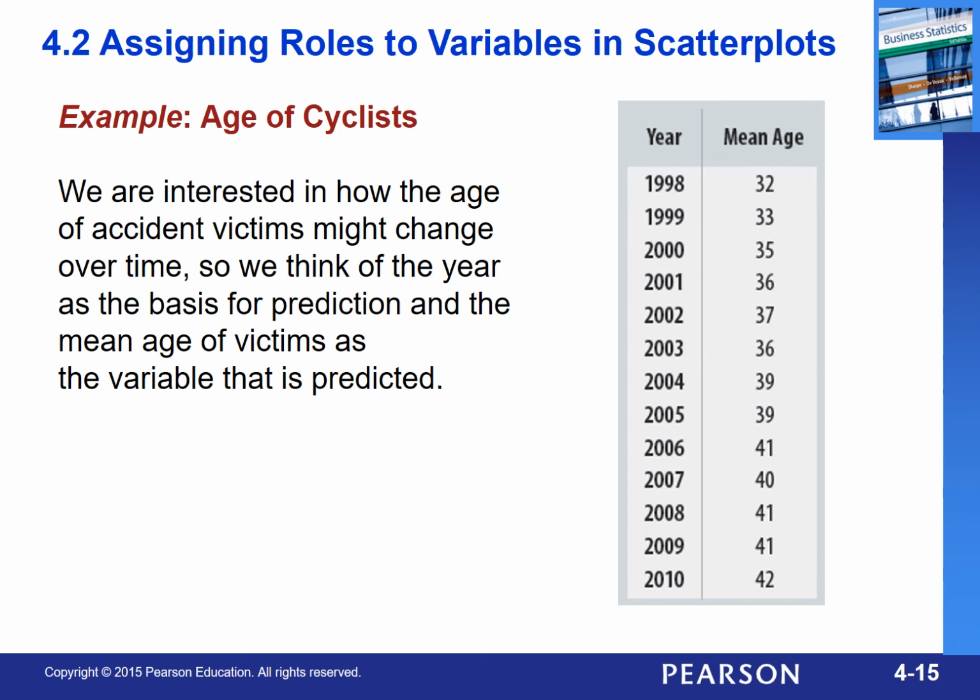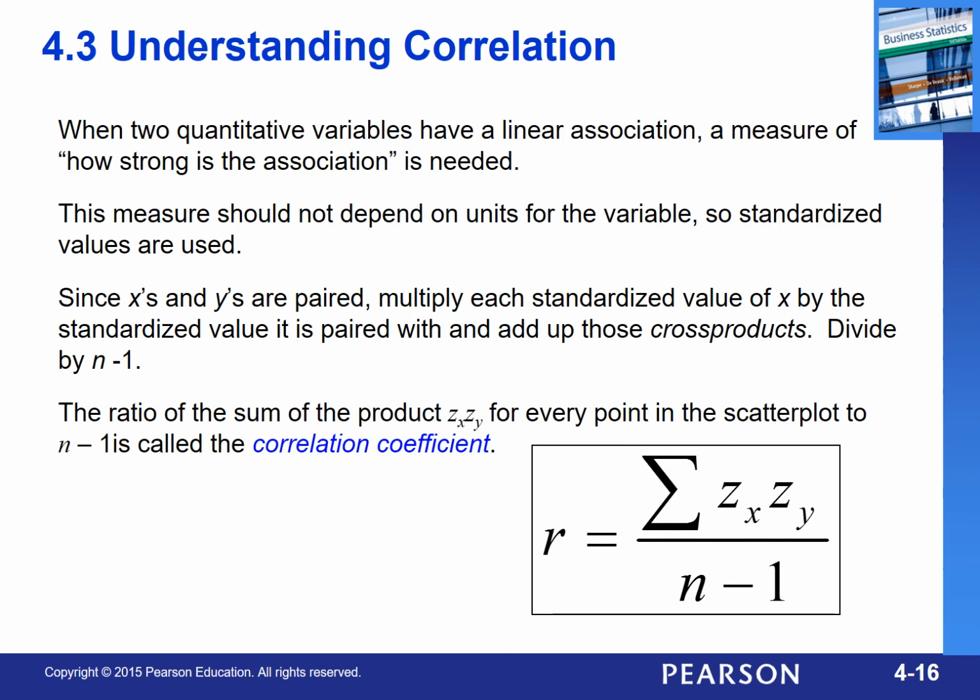I did not know this slide was here. All right, so when two quantitative variables have a linear association, we want to be able to describe how strong is that, and that's where we need a numerical value. The one that we are going to be using is called the correlation coefficient, and we use the letter R for correlation coefficient.